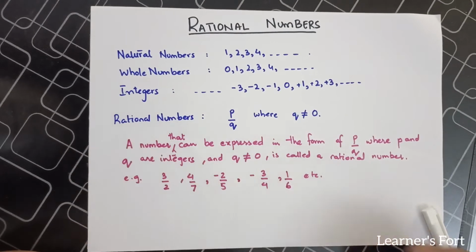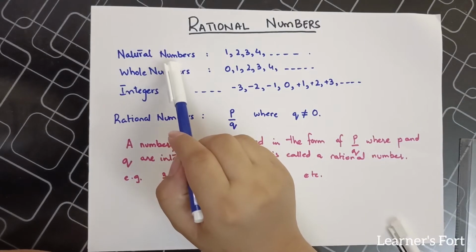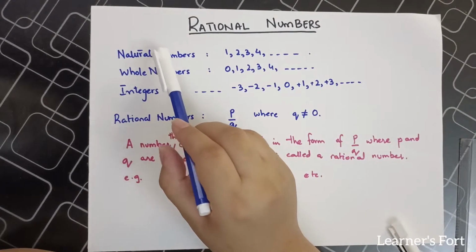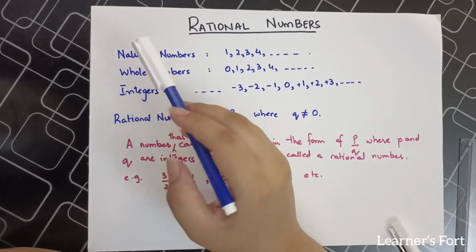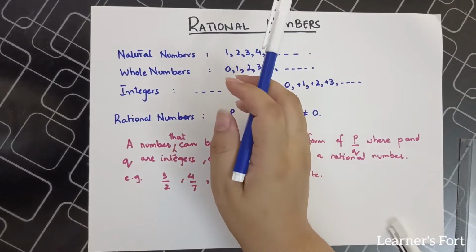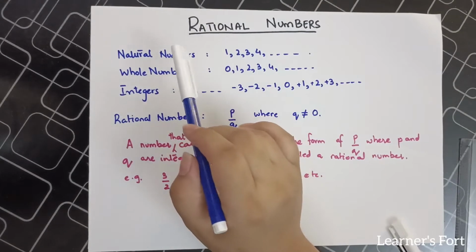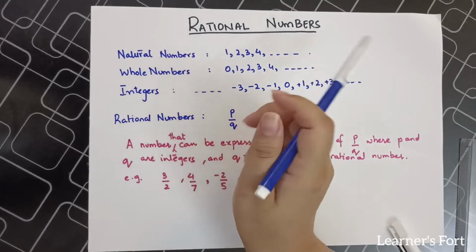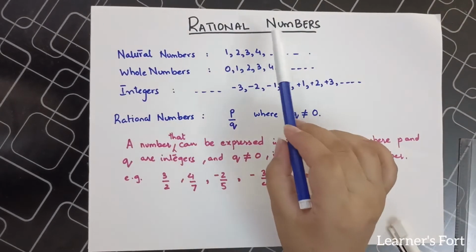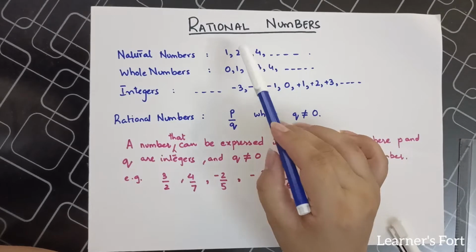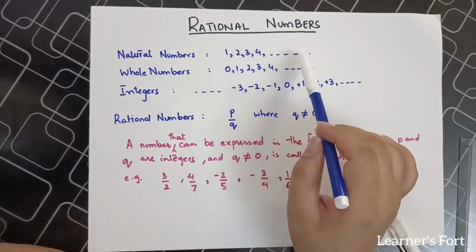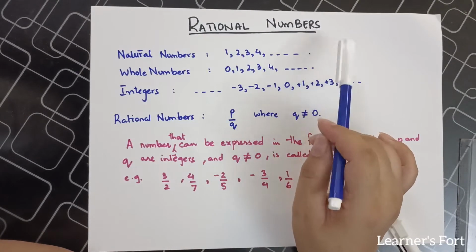The first one here you can see are the natural numbers. Natural numbers are the simple numbers that start from 1, 2, 3, 4, 5, and so on. Now, the whole numbers are the ones that start from 0, 1, 2, 3, 4. So all these numbers are positive numbers. They don't carry a negative sign.